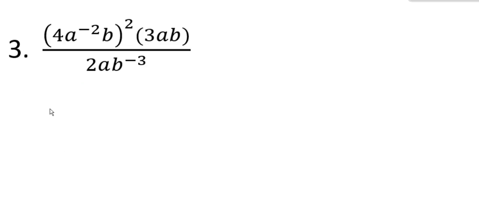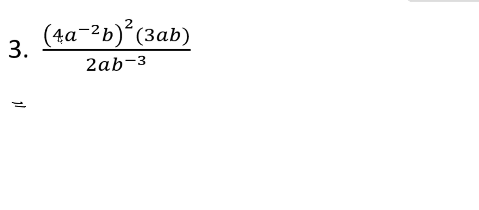Next one. This one's got a lot of steps to it, but again, just follow order of operations. In the numerator, I have a bracket squared and then times another bracket. So obviously I have to do the exponent on the bracket first. I don't have anything to do in the bottom yet, so I'll just wait. So let's do the bracket squared.